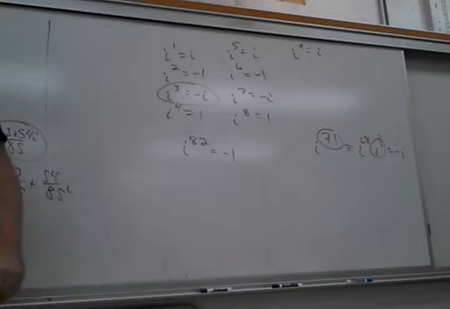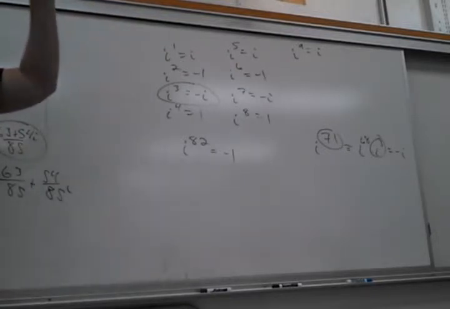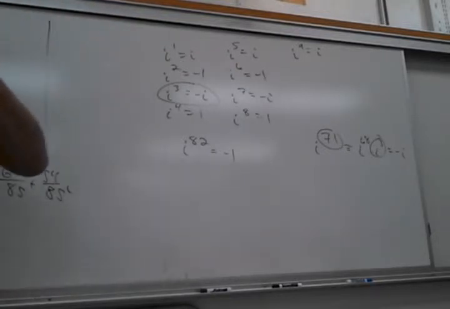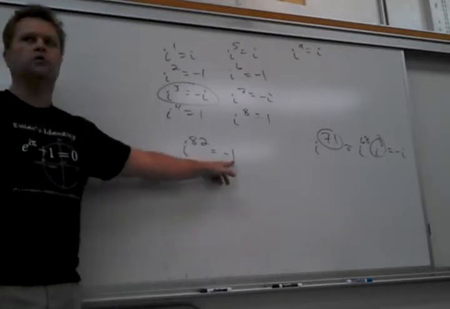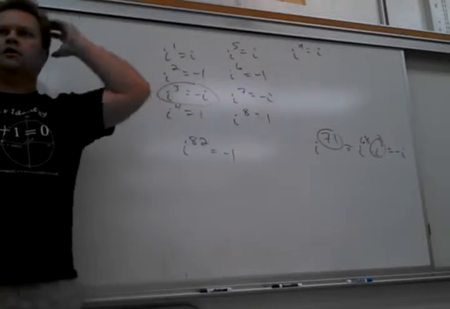Yes, sir. This might be a silly question, but if it only has 4 cycles, why are you going to do all 82 and all that? No, it's not me doing it. If I'm working a problem out and i to the 82 comes out, I can simplify it because I know this. I don't have the choice. I don't know if the work I'm doing makes that happen, right? So if I do get an i to the 82, I know what to do with it because of the cycle.